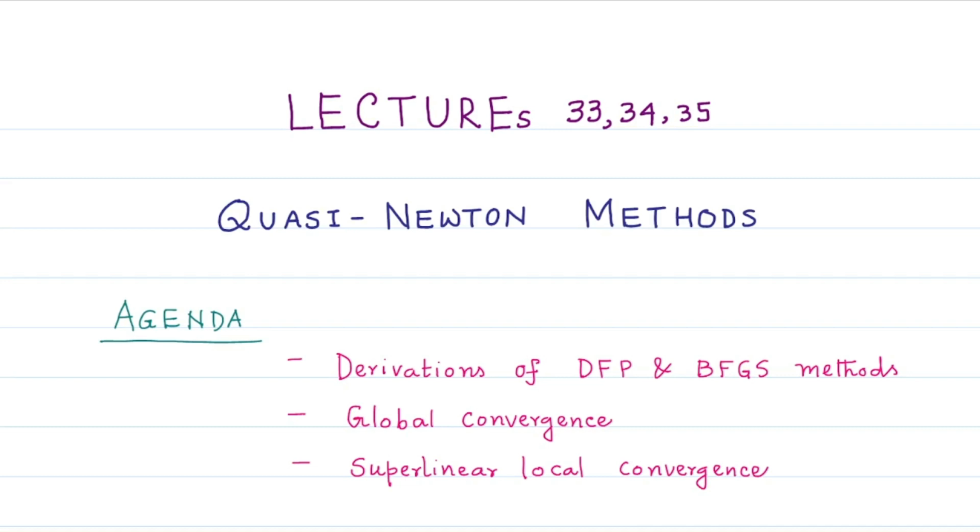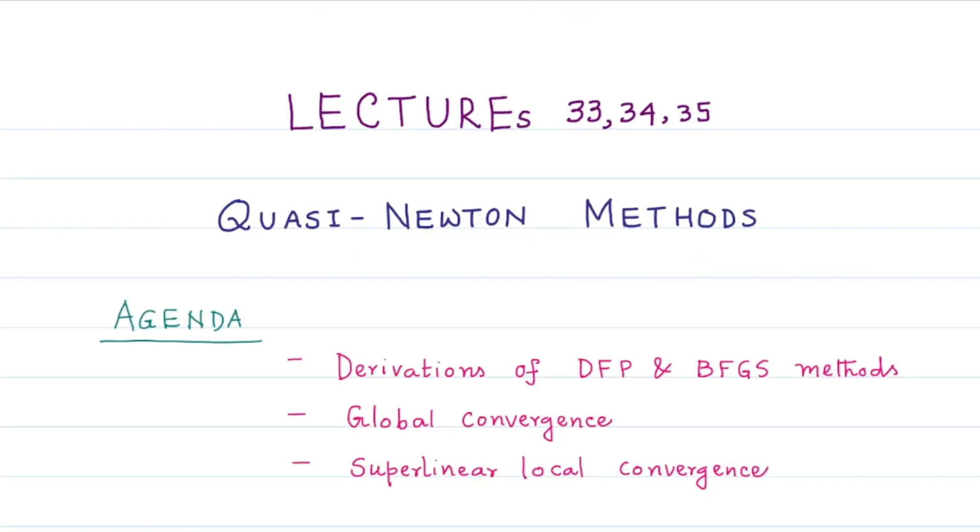Namely, we will consider three topics to be described in quasi-Newton methods. At first, we will derive two popular quasi-Newton methods, those are the DFP and BFGS methods. Then we will look at the global convergence, the descent property and the quadratic termination properties of the DFP and BFGS methods. Finally, we will get to know that these DFP and BFGS methods are faster than the steepest descent method but not faster than Newton's method. Namely, we will get to know that the DFP and BFGS methods have superlinear local convergence rate.